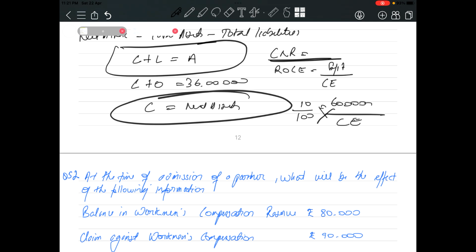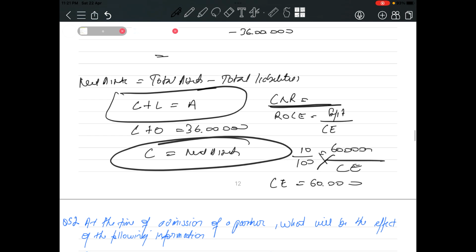So again we will cross multiply. So what will be the answer of capital employed? It will be 60 lakhs. So capital employed will be 60 lakhs.